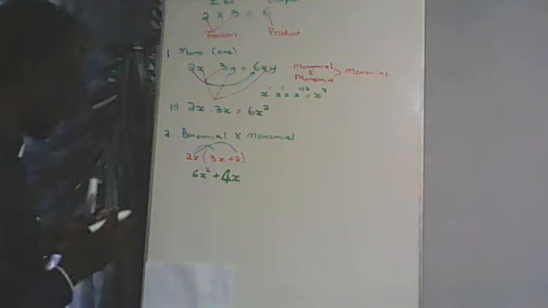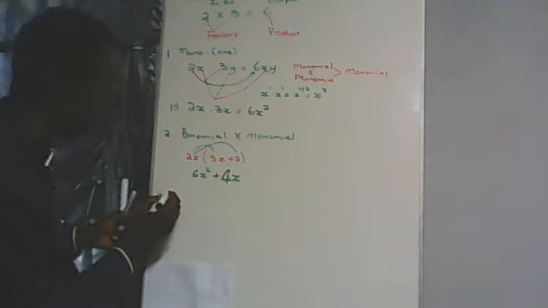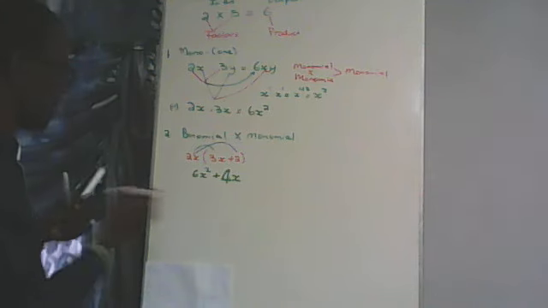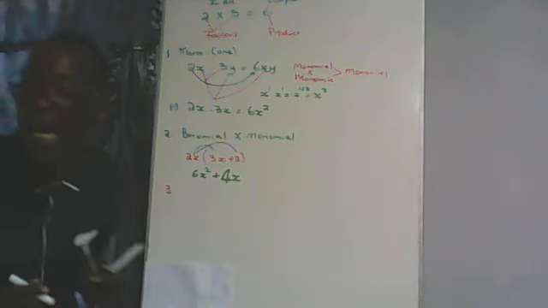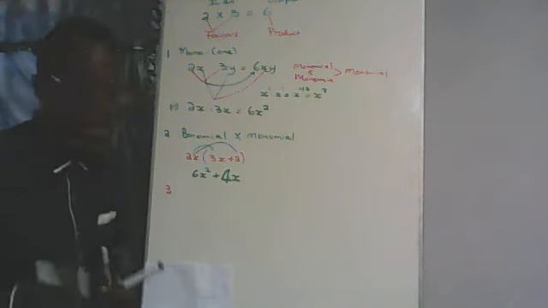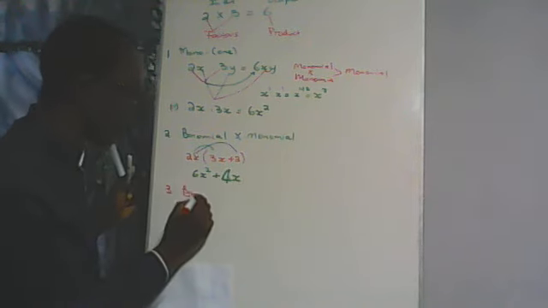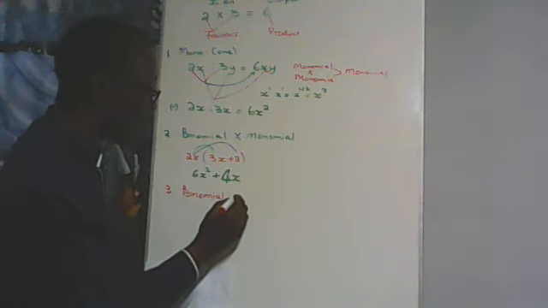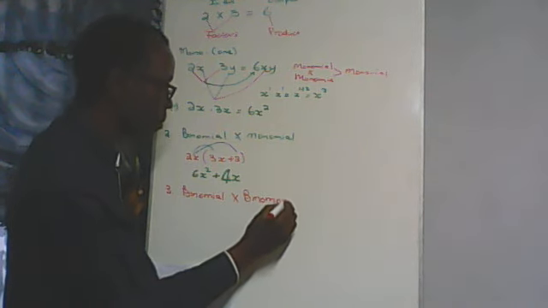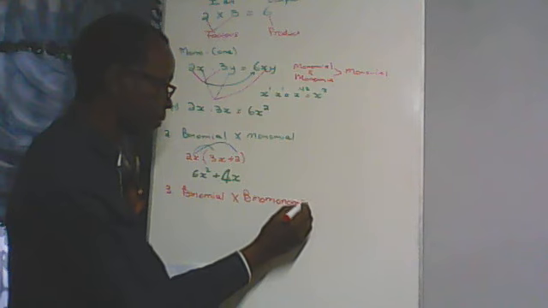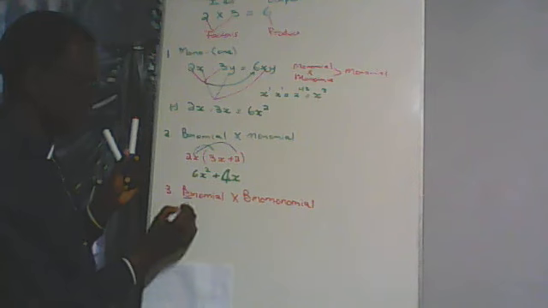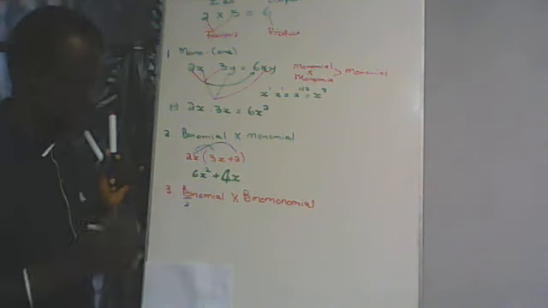Now we move to the third. The third one is, yes, let's change the color, because this one is going to be challenging. This is a binomial multiplied by a binomial. So, what is a binomial? From bi, this means two. Nomials, numbers.